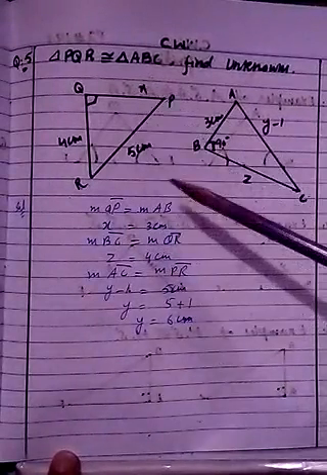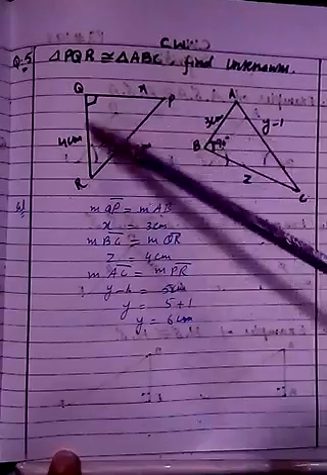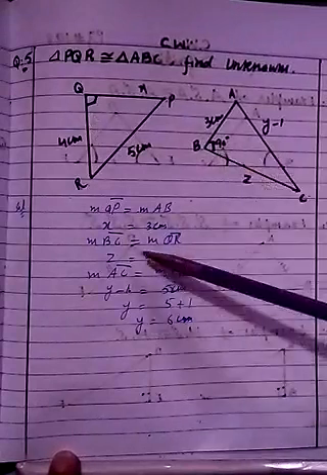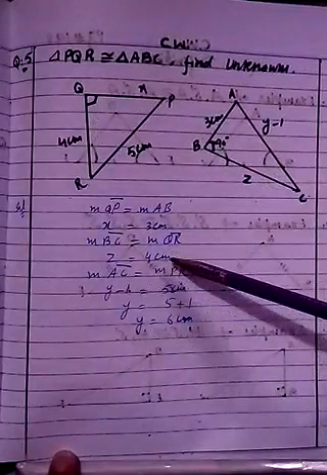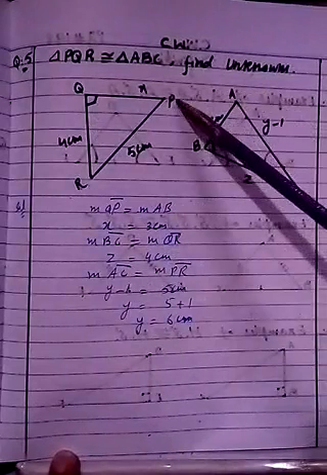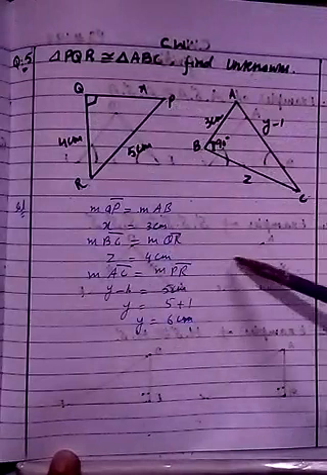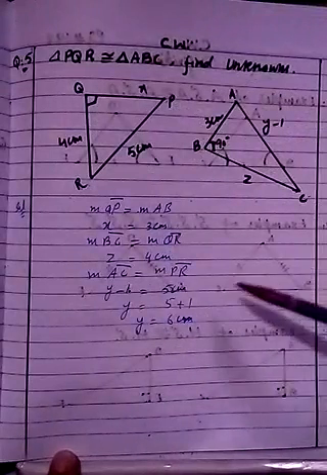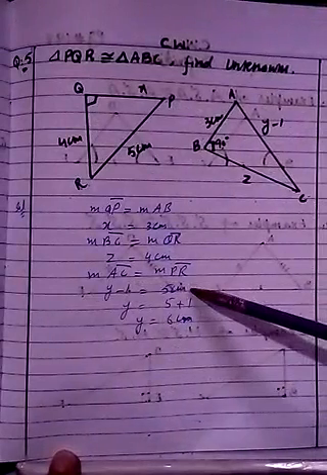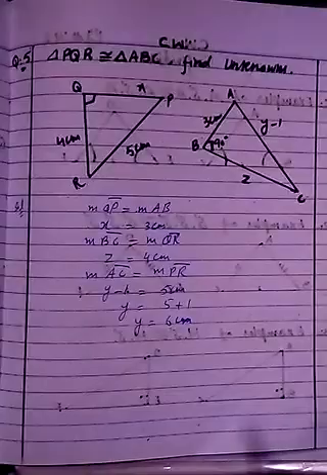Now next is BC. BC equals QR. This is the perpendicular which makes the angle of 90 degrees. Put the value of this, so z equals 4 cm. Now hypotenuse AC and here hypotenuse is PR. So PR equals AC, corresponding sides of congruent triangles. Put the value of AC, y minus 1. Put the value of PR, 5 cm. After simplification you get the value of y.